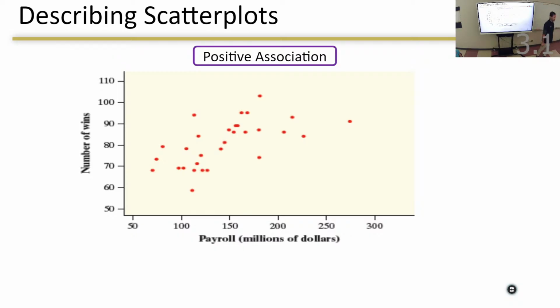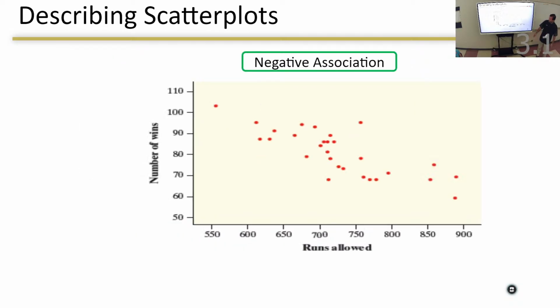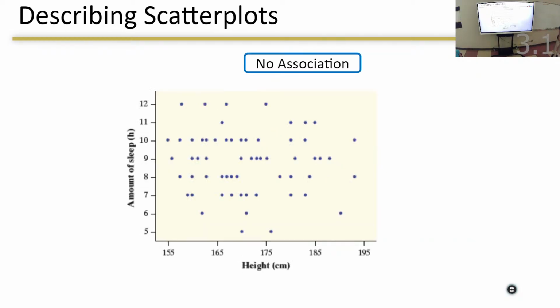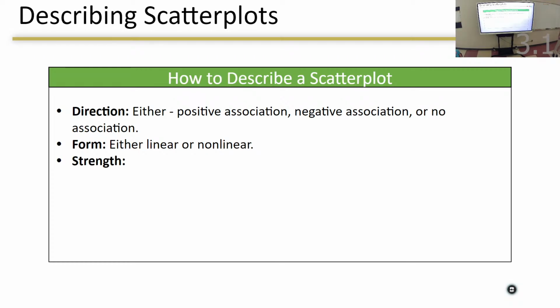Probably linear on that one. Good enough. It's not really curved. This one, I think it's still linear, although there's somewhat of a curve in here. Good. Strength. This is what we're going to spend today on, telling me strength.